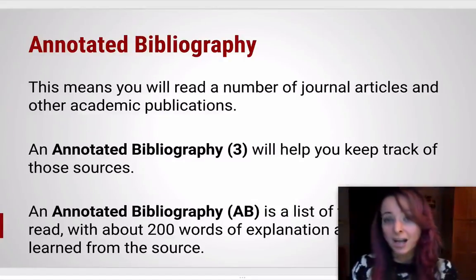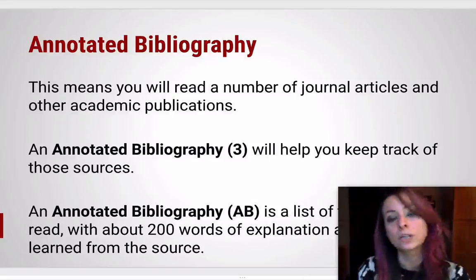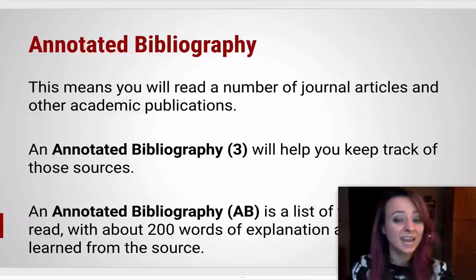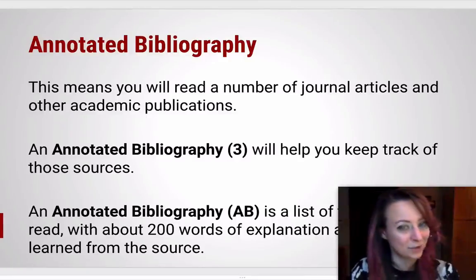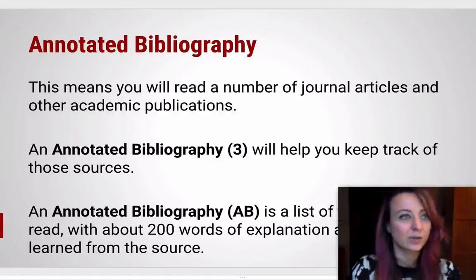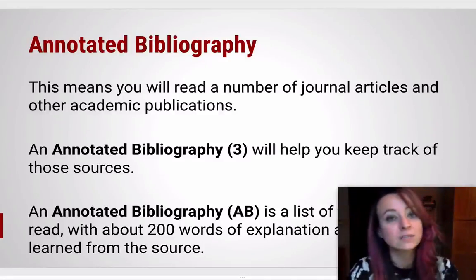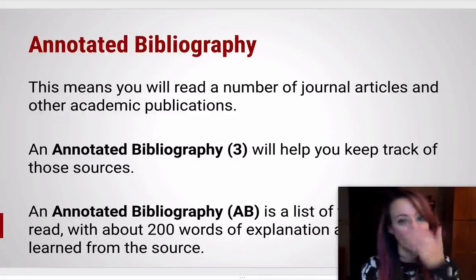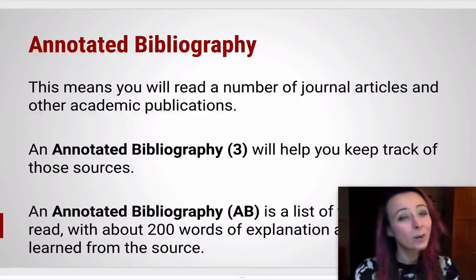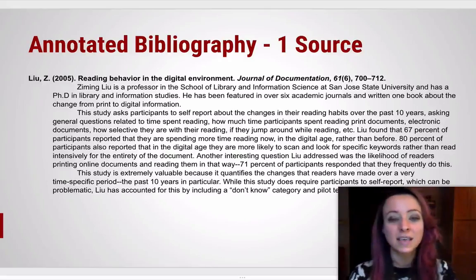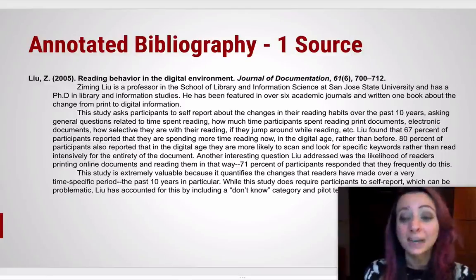And for each item in the list, each book or journal article that you read, you're going to write about 200 words of explanation about what you learned from that source. So give the citation: what is the source, what is the name of it, who wrote it. We're going to use APA style. Then tell me in 200 words what the big takeaway from that piece of research was. What was the evidence you found in that piece of research? Here's an example of what an annotated bibliography entry looks like.